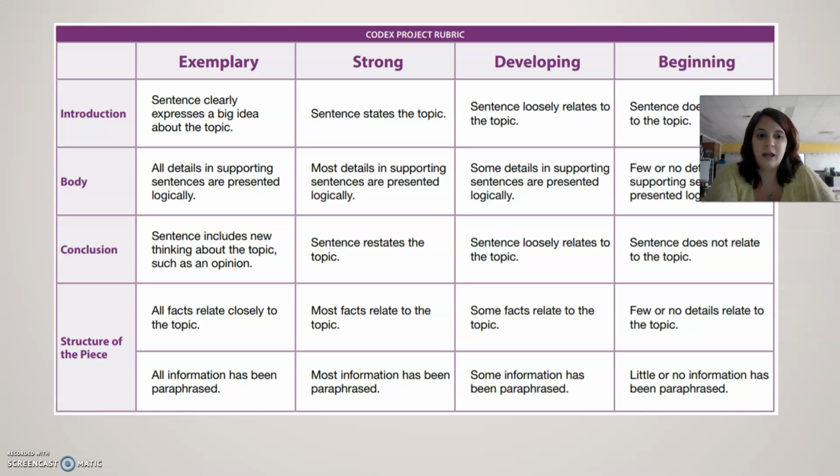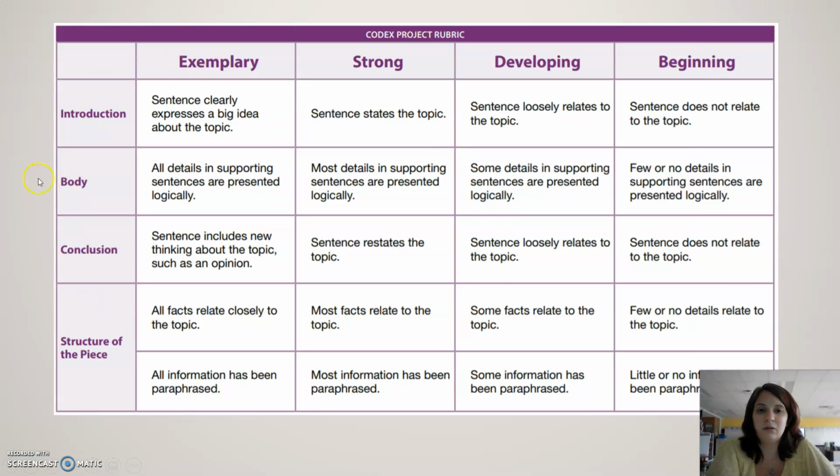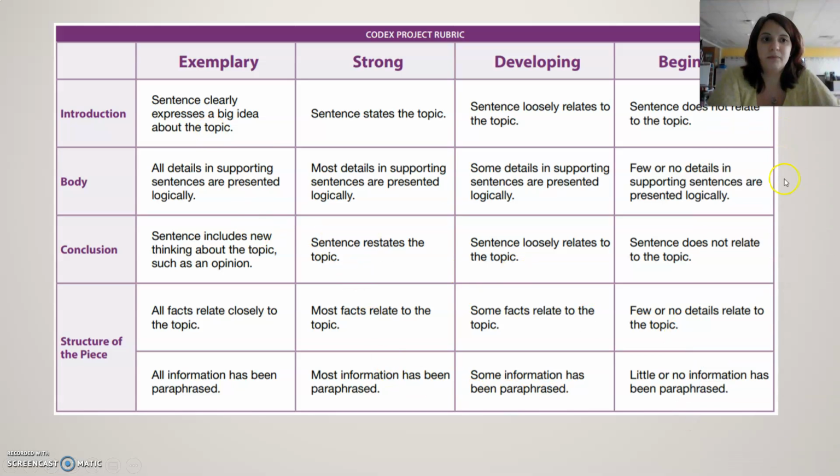And again, we have the rubric that your teacher is going to look at in order to assess your writing. As you're writing your paragraph, make sure you refer to this. We want to see strong writing, and this is the best way to find your strong writing.